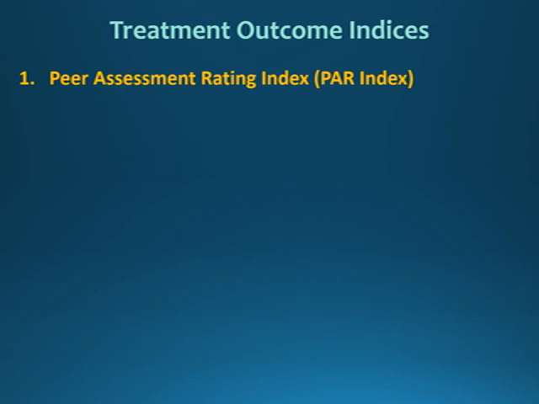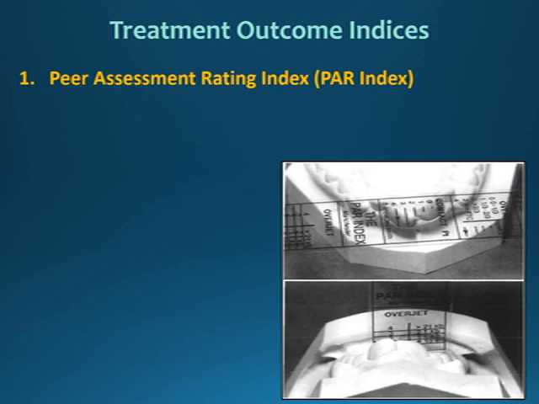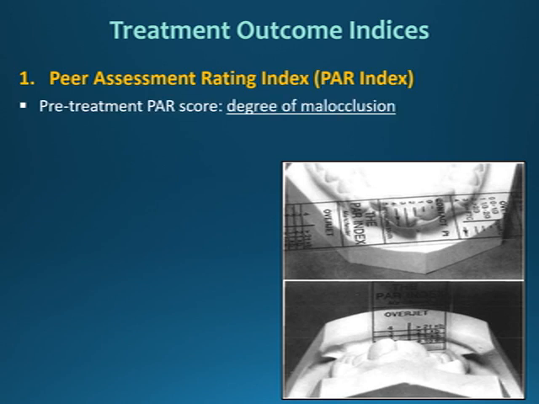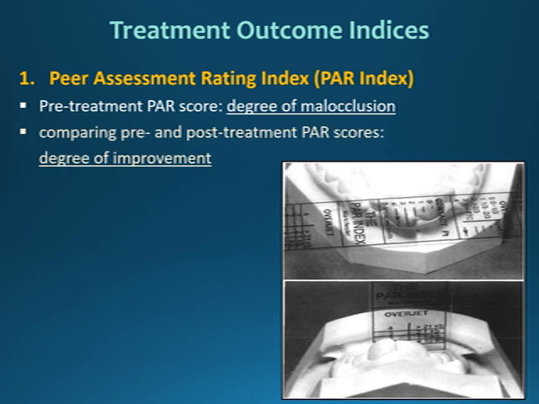PAR index. This index can be used pre-treatment and post-treatment. It's also used on a study model with a specially designed ruler. If we score the pre-treatment model, we can get the degree of malocclusion. But if we score pre-treatment and post-treatment and compare the results, we can get the degree of improvement, which is the difference between the post score and the pre-treatment score.